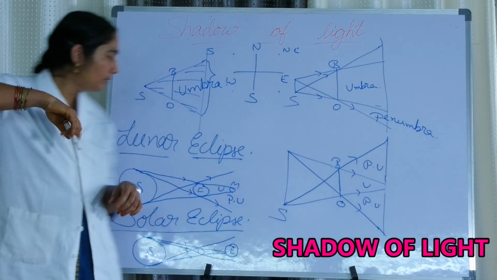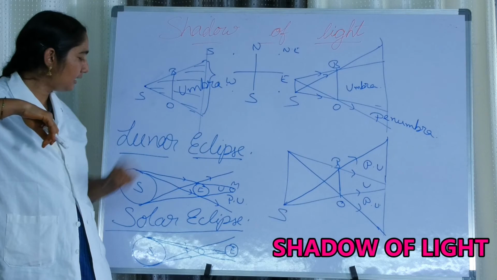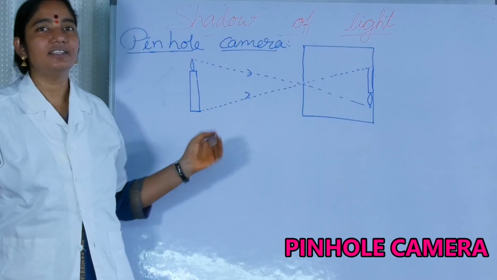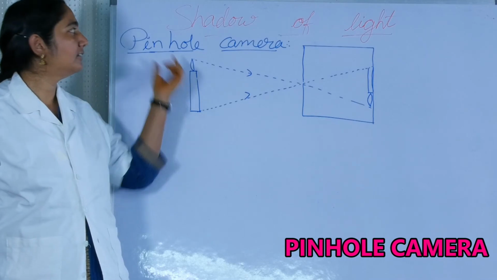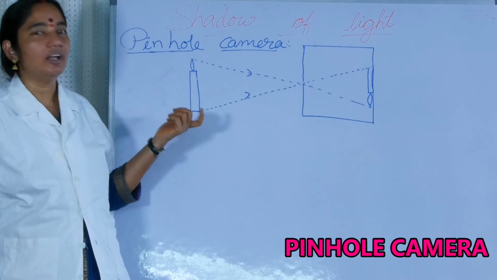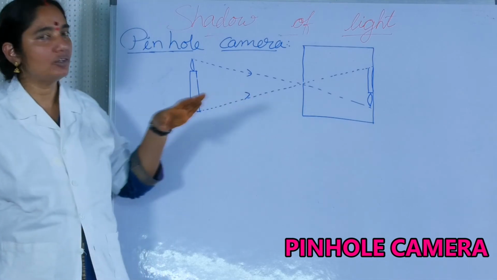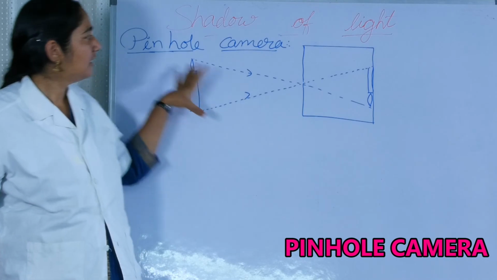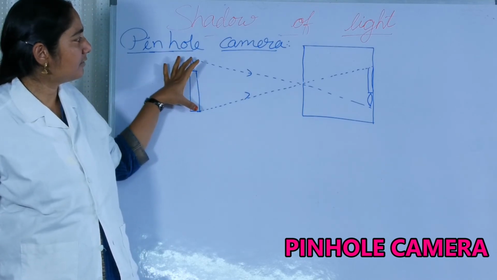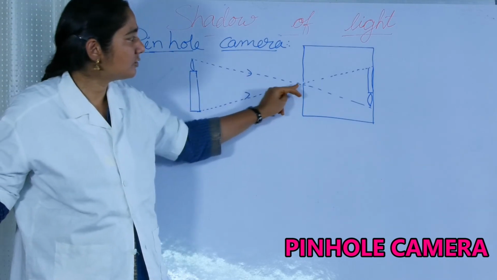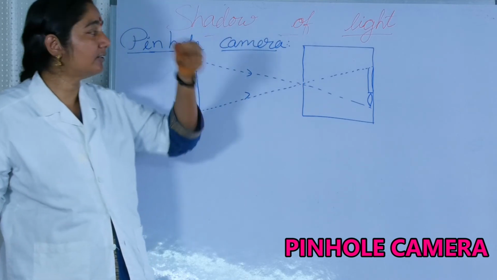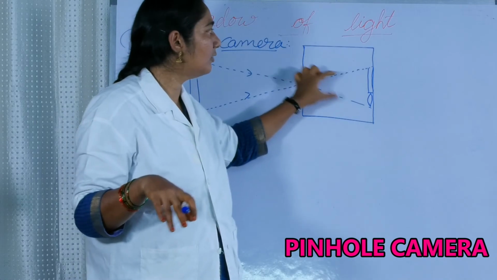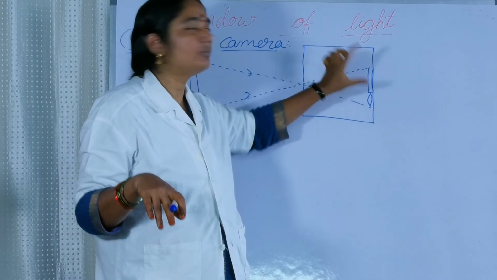Now you understood about the lunar eclipse and the solar eclipse. So friends, let us see a small topic, that is the pinhole camera. You can do it at home for yourself. Take a small box with a small hole in it, and the light from the object just passes through this hole. If the size of the hole is big, you cannot get the image. So the light passes through the pinhole and finally you get the object's image here.